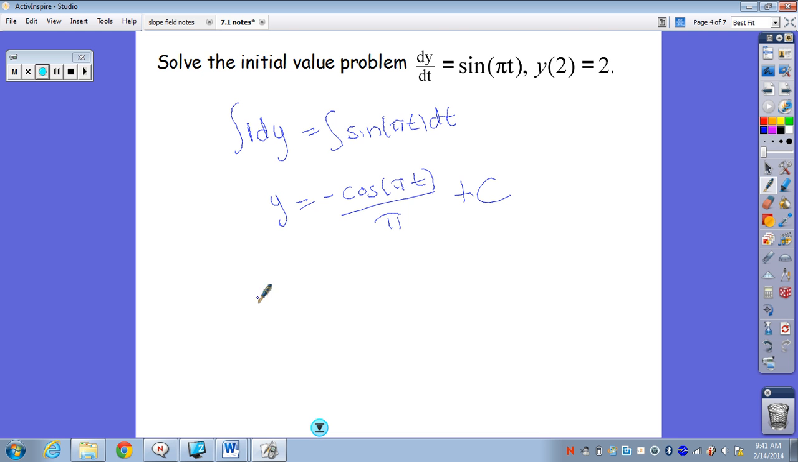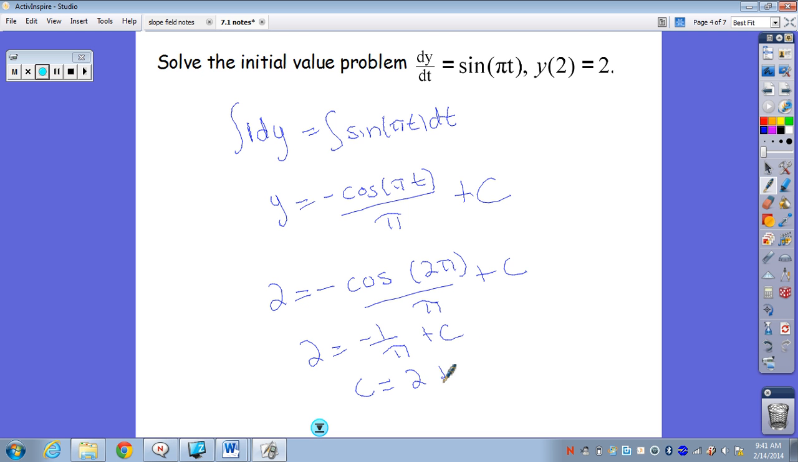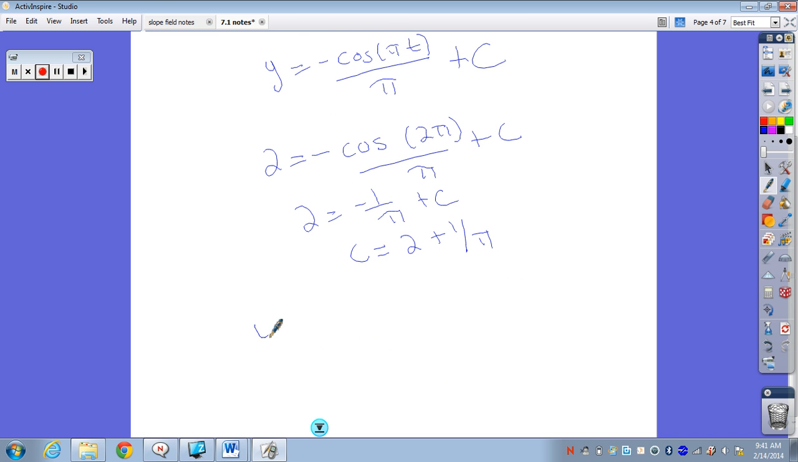So that's the general equation. I'm going to plug in 2 for y and 2 for t to find c. Cosine of 2 pi is 1, so I get 2 is equal to negative 1 over pi plus c. So c is equal to 2 plus 1 over pi. I'm just going to leave it like that; you can make it a decimal if you want. And then the last step is to plug in my c value to get the particular equation. So I get negative cosine of pi t over pi plus 2 plus 1 over pi.